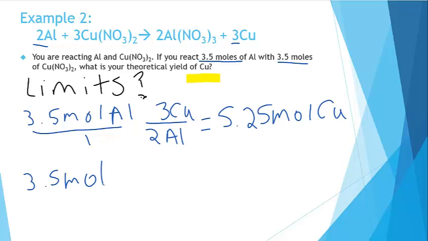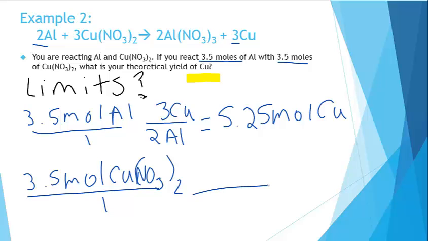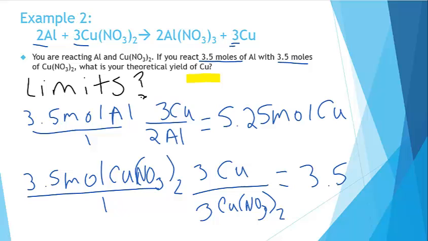Okay, and then your next one here, you have 3.5 moles of copper nitrate, 3.5, and again, you're just going to figure out your theoretical yield, and you look at your ratio, 3 copper nitrates for 3 coppers, so it's 3 over 3. Wow, it's good handwriting. So you come up with 3.5 moles copper. Okay, so your question is, which of those is actually your theoretical yield? So you pick the one that is right.